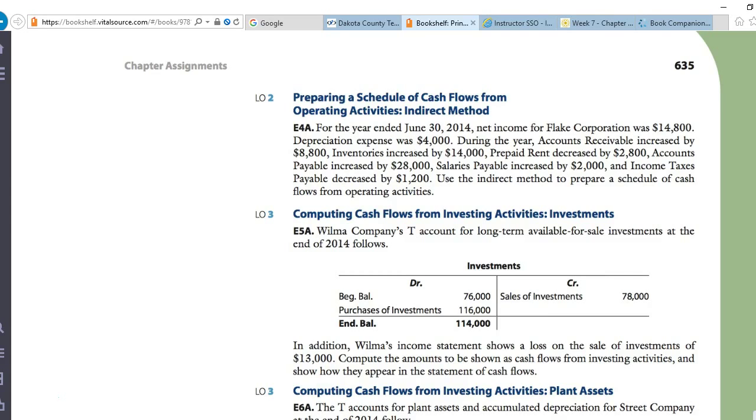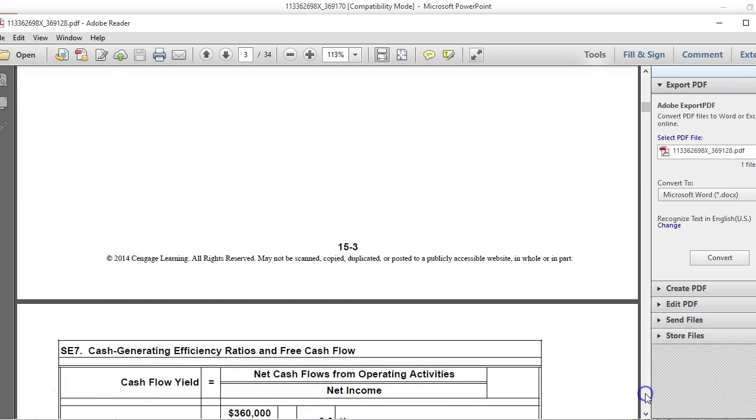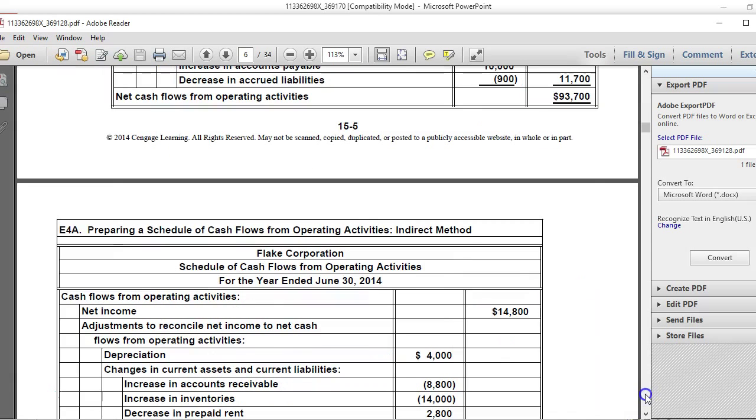Salaries payable increased by $2,000. And income taxes payable decreased by $1,200. Use the indirect method to prepare a schedule of cash flows. Which one did I have you guys do? E4.